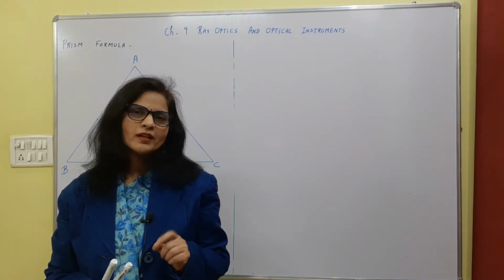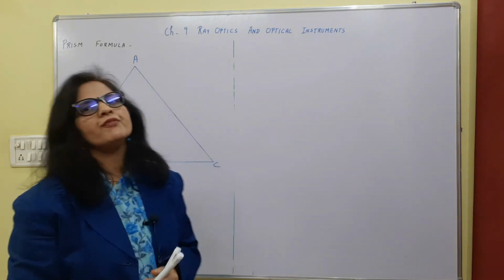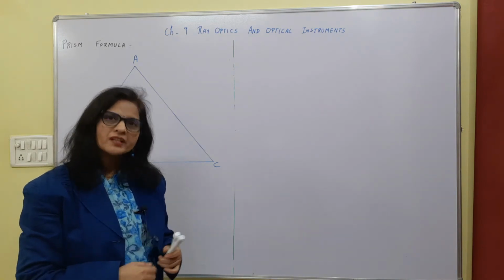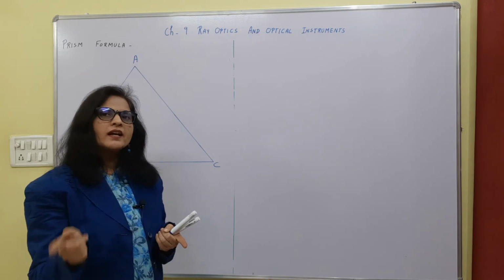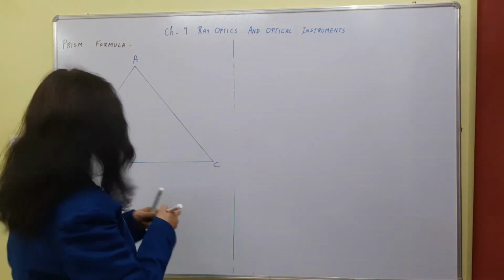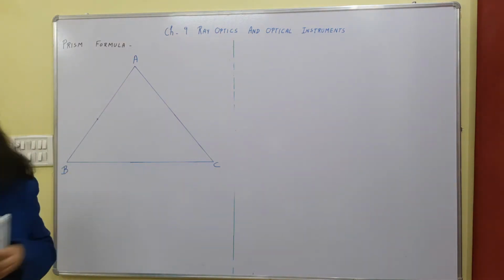What is the Prism formula? The Prism formula is a formula which relates the refractive index of the material of the prism with the angle of the prism and the angle of minimum deviation. Right? So we'll just mention it.